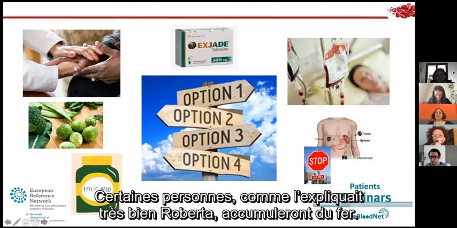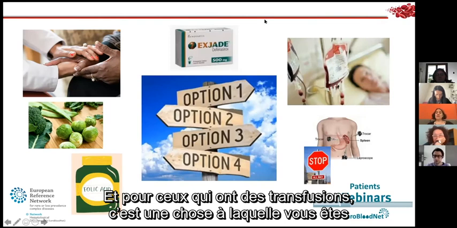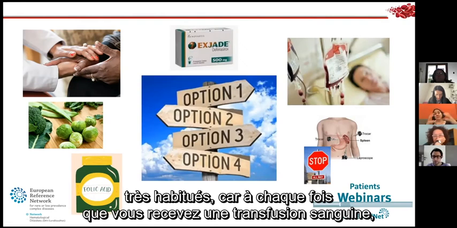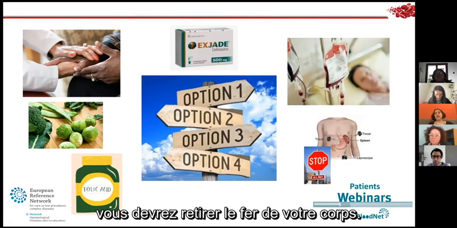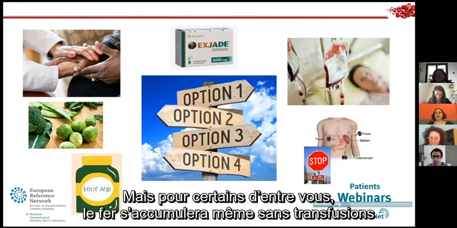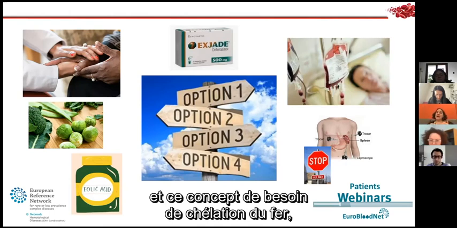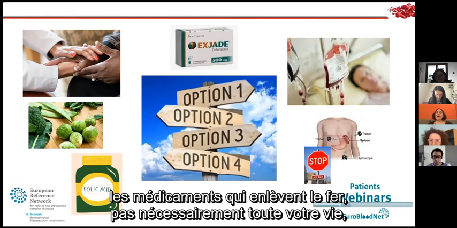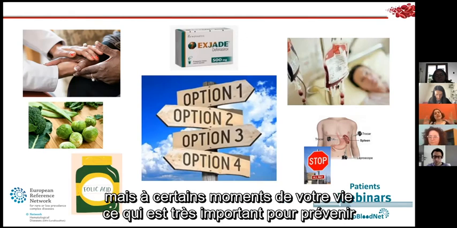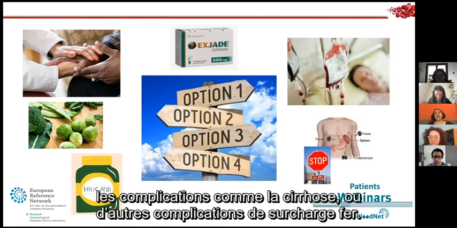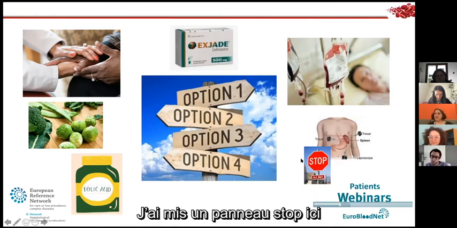Some people, as Roberta was really nicely explaining, will accumulate iron. And for those of you who are having transfusions, that's something that you're very used to, because you know that every time you have a blood transfusion, you will need to take the iron away from your body. But for some of you, the iron will be accumulating even without transfusions. And that concept of needing iron chelation, the drugs that take the iron away, not necessarily your whole life, but at certain points in your life, is going to be very important to prevent complications like cirrhosis or other iron overload complications.